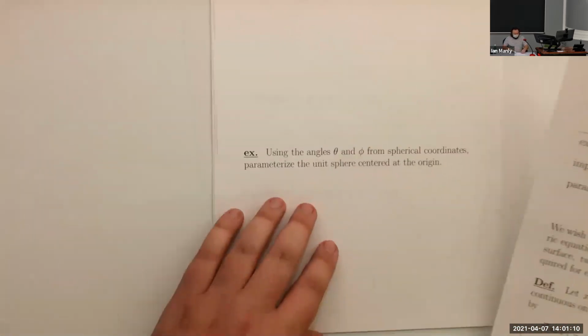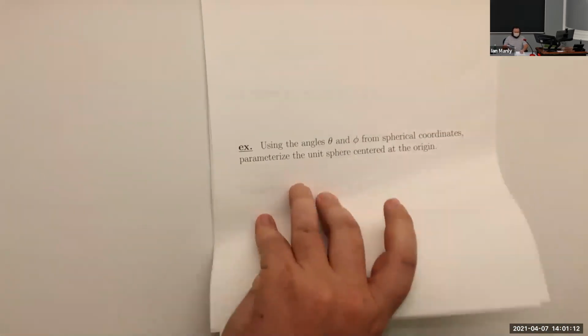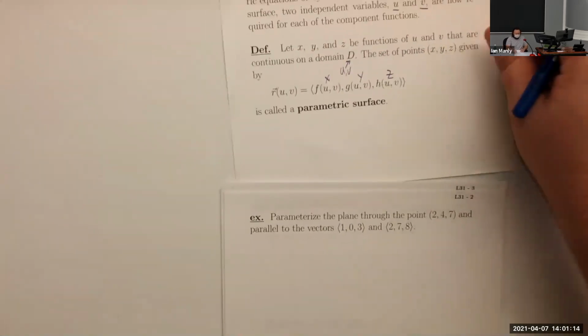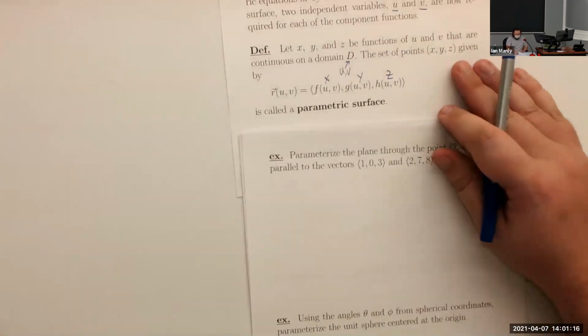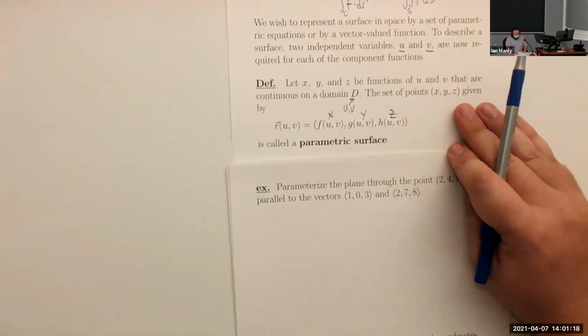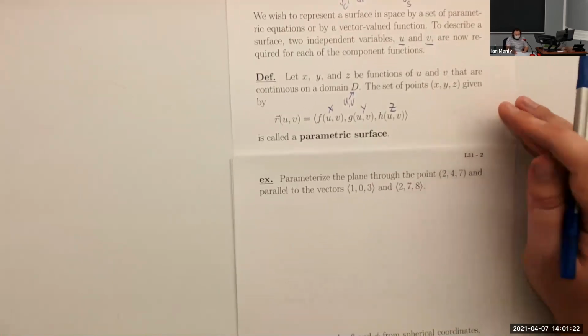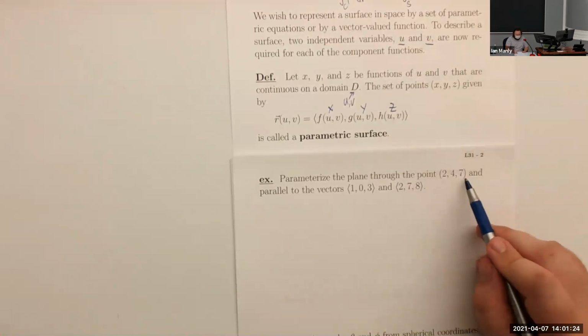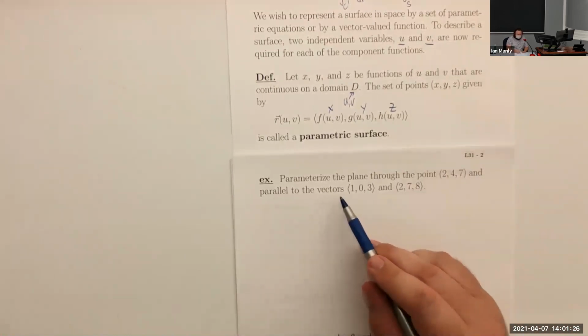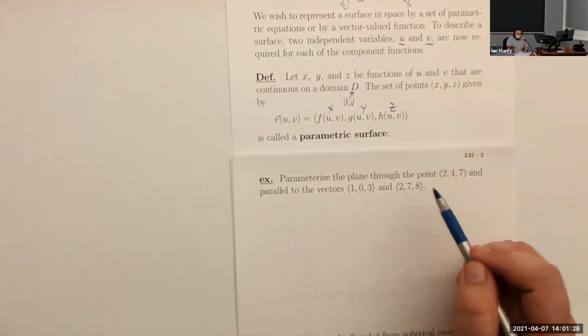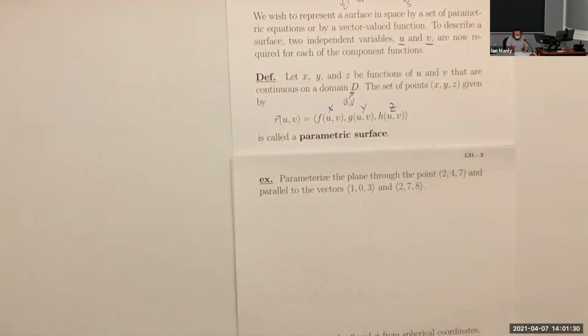All right. So let's go ahead and see some examples of this. Let's see how we can parameterize surfaces. So our first example will be relatively simple here. We're going to parameterize the plane through the point (2, 4, 7) and parallel to the vectors (1, 0, 3) and (2, 7, 8). Okay, what's going on with this?